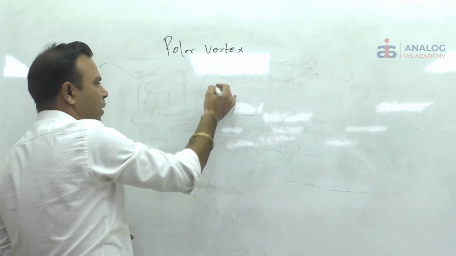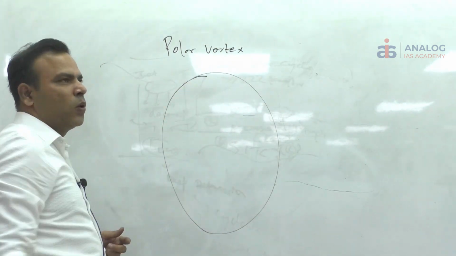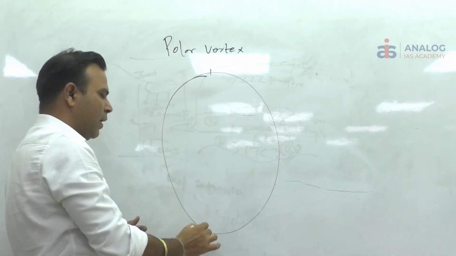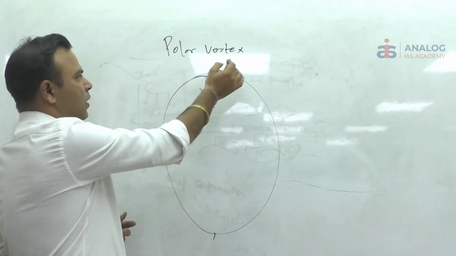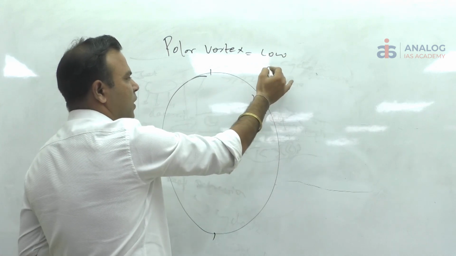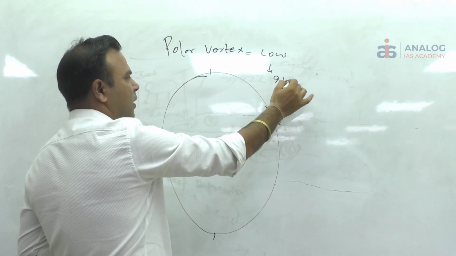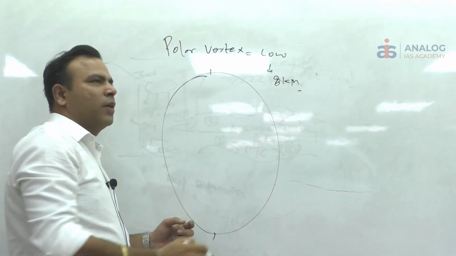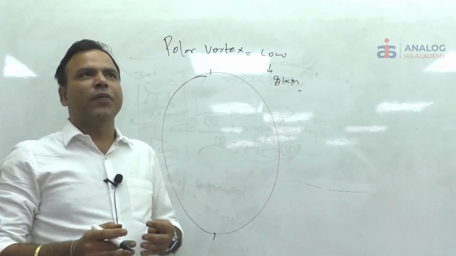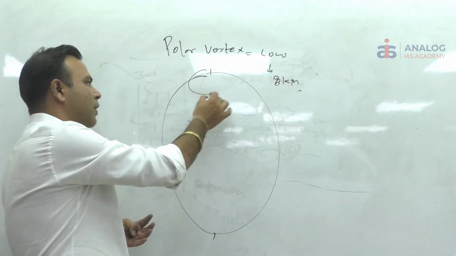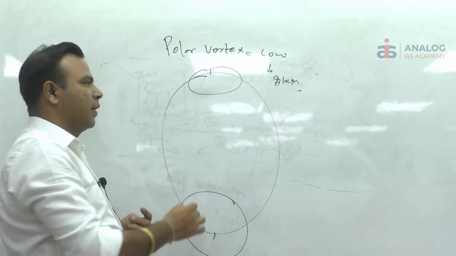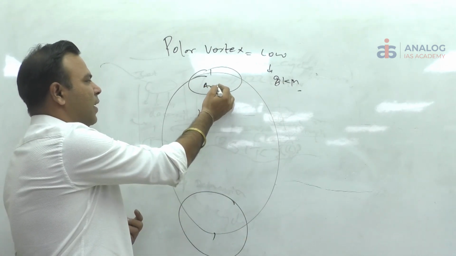Polar vortex is a low pressure center that developed over the Arctic and Antarctic region. It is a low pressure center at a height of around 8 kilometers, and it has a significance for the Arctic as well as for the Antarctic region. So now why does it get developed?